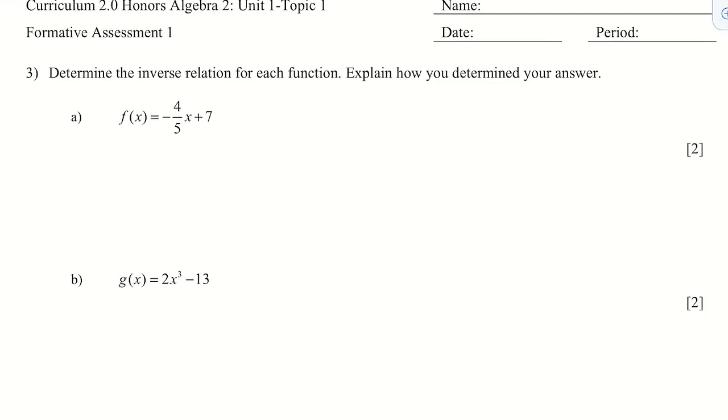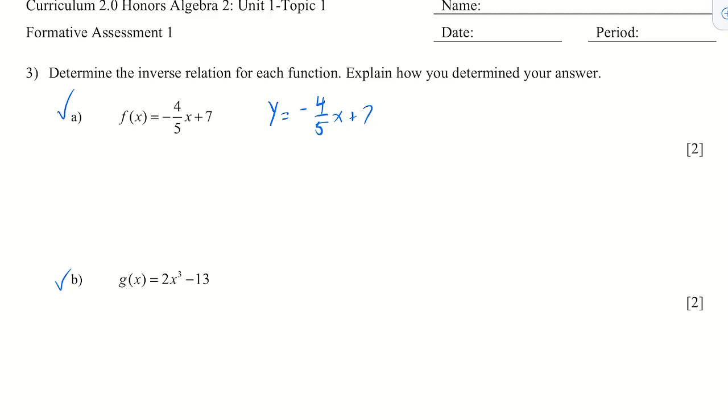Moving to number 3, determine the inverse relation for each function. Explain how you determine your answer. So the first thing I'm going to do with these specific types of questions, more specifically A and B, my plan is to write them in terms of y is equal to negative 4/5 x plus 7. And to find the inverse rather quickly is to flip the variables and then solve for that specific variable.